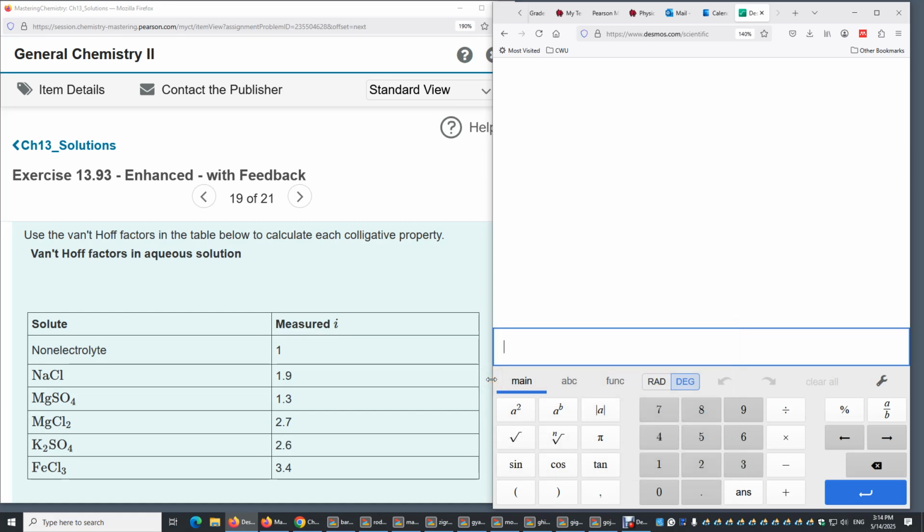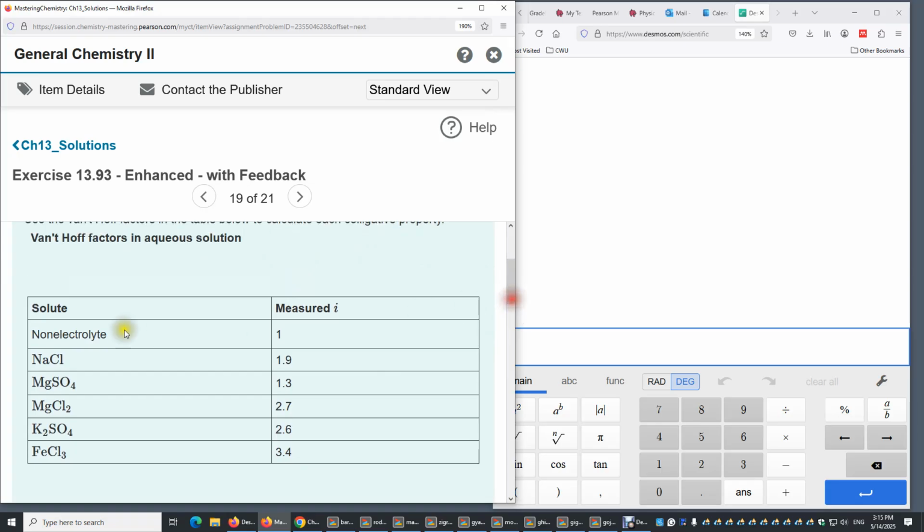Chapter 13 Solutions. Exercise 13.93. Use the Van 't Hoff factors in this table to calculate each colligative property. These are the Van 't Hoff factors of those chemicals in an aqueous solution.